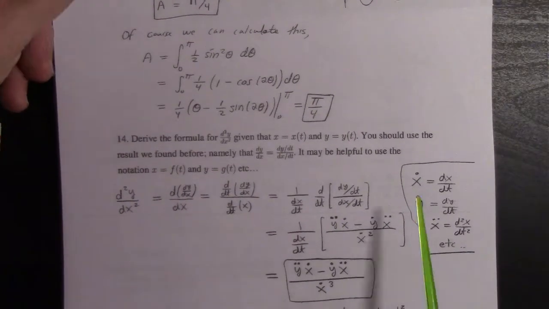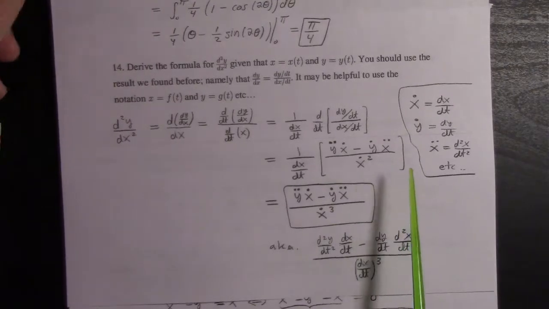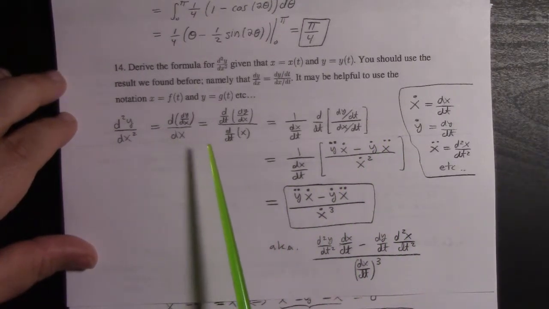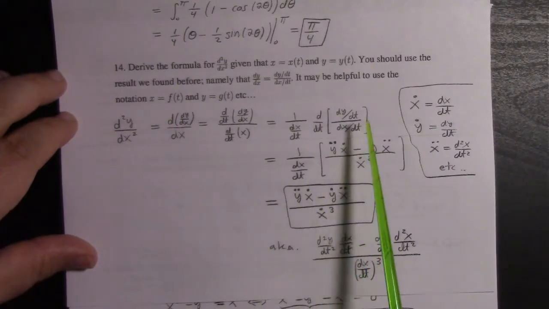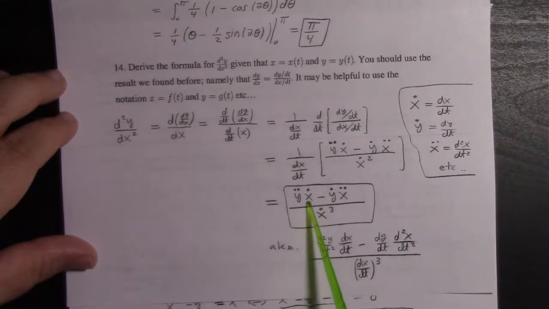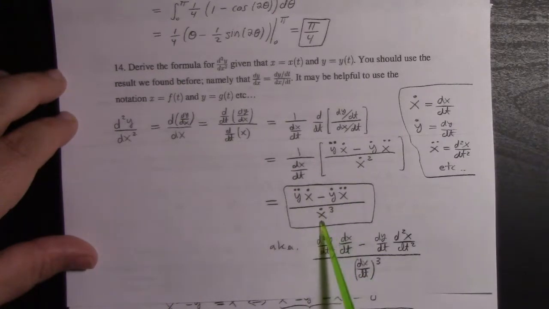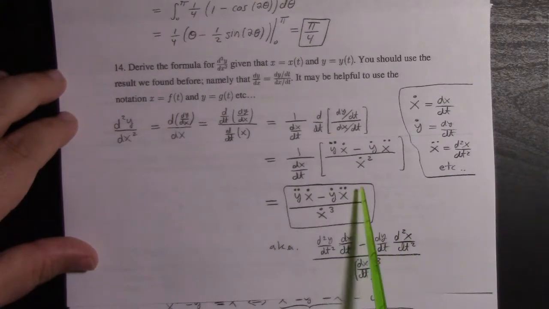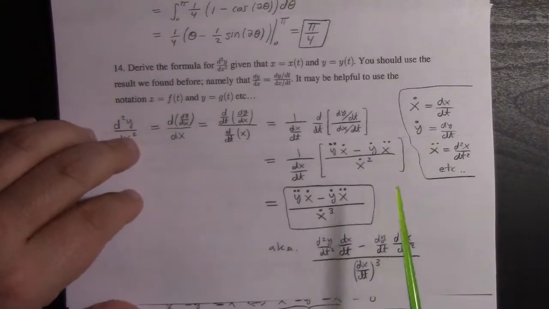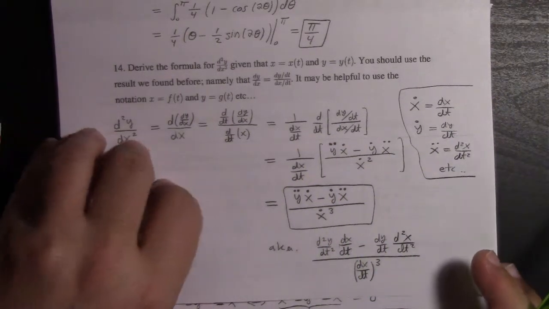And then problem 14, I asked the students to derive a formula for d squared y dx squared in terms of time. And if you work it out symbolically, you can get that y double dot times x dot minus y dot x double dot, divided by x dot cubed, is a formula for the second derivative. Now, we didn't actually use that. We actually just differentiated dy/dx in our previous work, but this is another sometimes useful formula to know about.